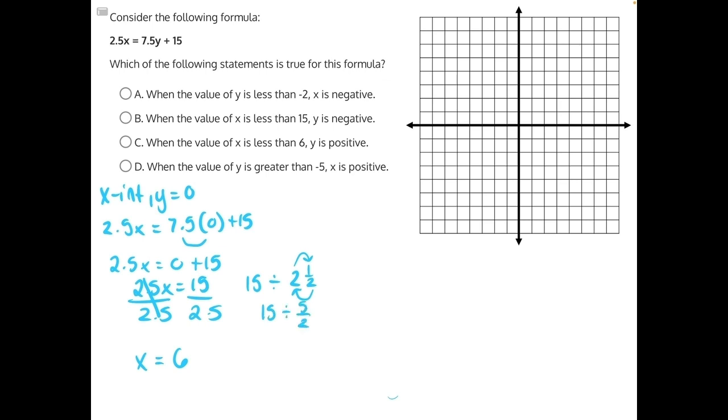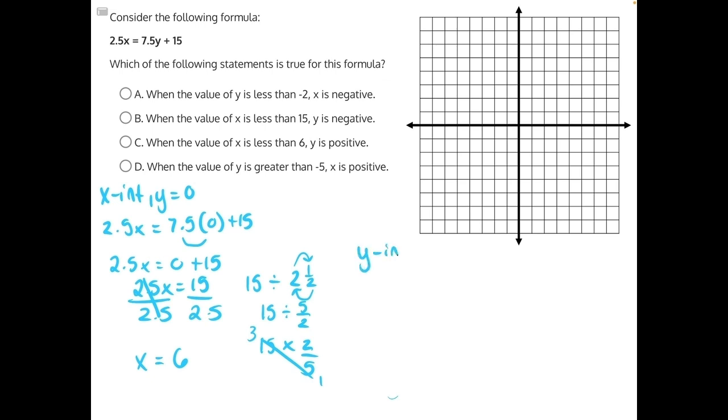And now we can do keep, change, flip, or multiplying by the reciprocal. 15 times 2 over 5. If we factor out the greatest common factor of 5, we'll have 1 and 3. Then we can multiply. 3 times 2 is 6 over 1, and that's how we get x is equal to 6.